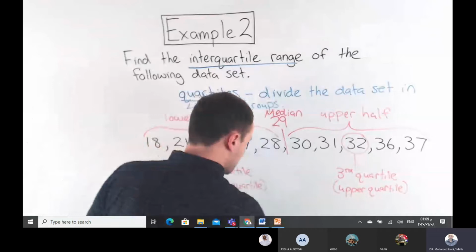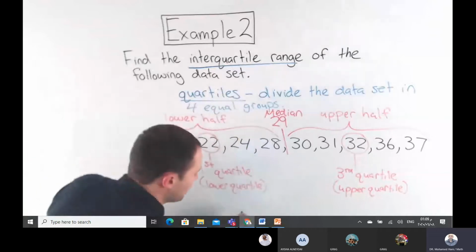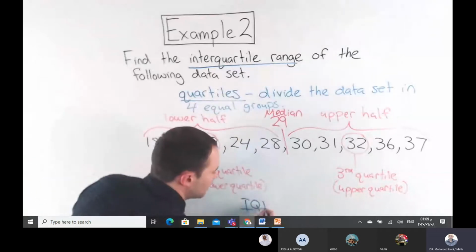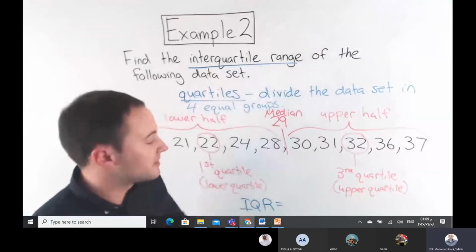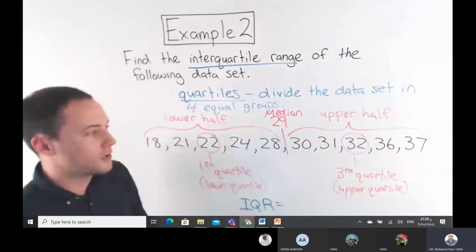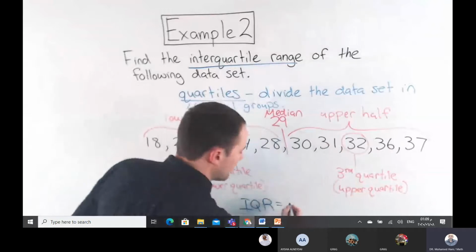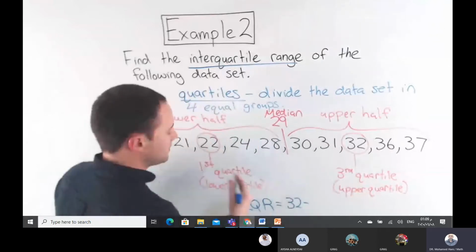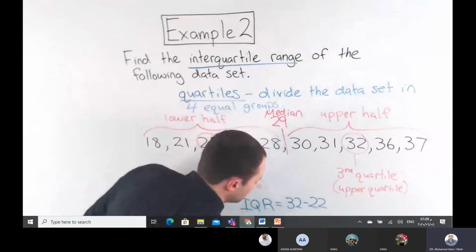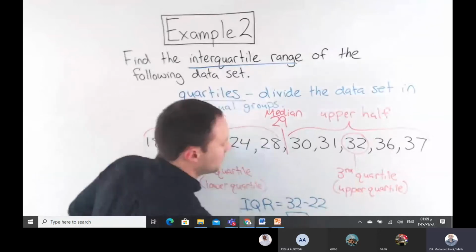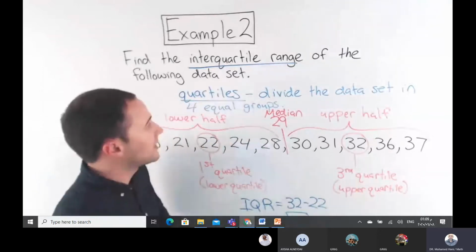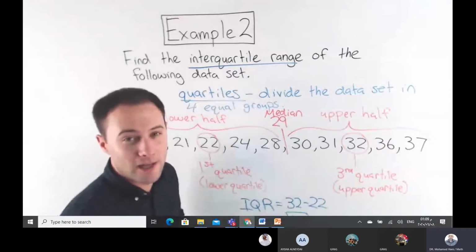So to do that, I'm just going to call it IQR, interquartile range. All we do is subtract, or find the difference of, the third quartile and the first quartile. Pretty simple. 32 minus 22 will give me an interquartile range of 10. And that is my final answer. So that's interquartile range. Let's try another example.